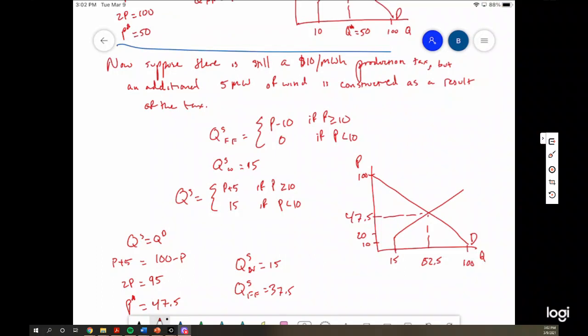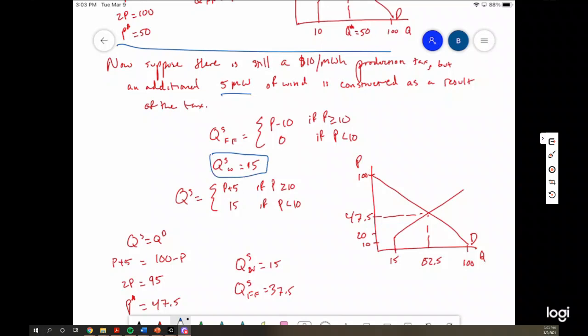Okay, finally, suppose there is still a $10 per megawatt hour production tax, but an additional 5 megawatts of wind is constructed as a result of the tax. So this is kind of the long run, what happens after you've imposed the tax. We said that the prices increase with the tax, unlike the subsidy, and so this incentivizes further development of wind production, and so we've added 5 additional megawatts of wind production. This means this fossil fuel supply function is given by the same as it was before. If the price is greater than or equal to 10, it's P minus 10, and if it's less than 10, it's 0. The quantity supplied for wind is 15, that's this value here.